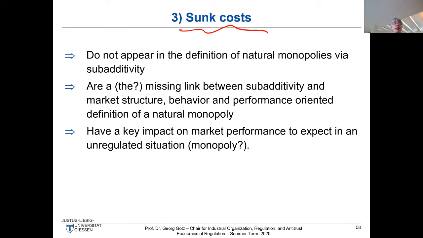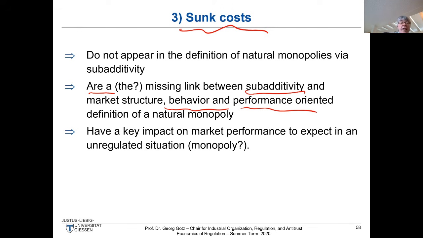So the point is here, if we have sunk costs, you will see that it's quite possible that we get a link between subadditivity and market structure, because there is an incumbent. If there's a so-called incumbent, a firm in a market which already has incurred the sunk investment, it typically has an advantage compared to potential entrants. And so if we have subadditivity, we might get a behavior and performance which leads to a natural monopoly. We will discuss that at the end of the next chapter.